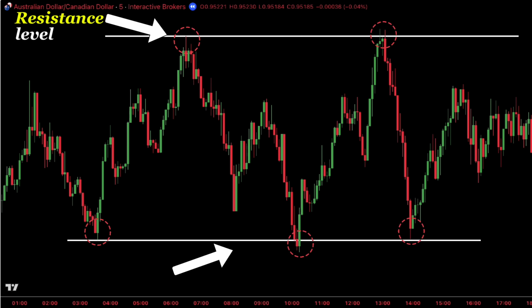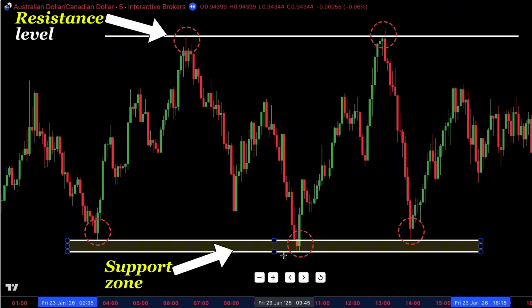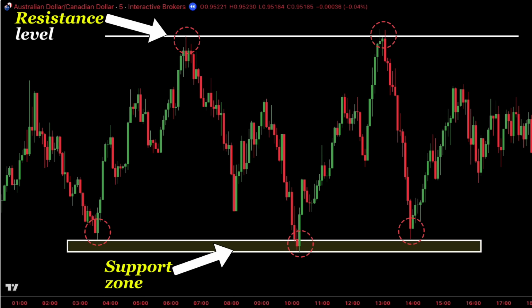Let's draw it. As you can see, price does not respect this level precisely, so instead of drawing a single line, we mark a zone that covers these reactions and these reactions. And as you can see, here we have a resistance level drawn as a line, and here we have a support level drawn as a zone. Now look at another example.